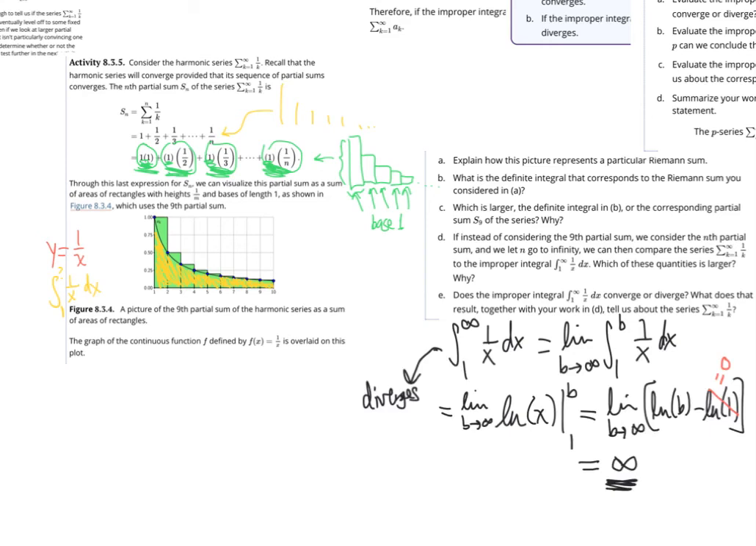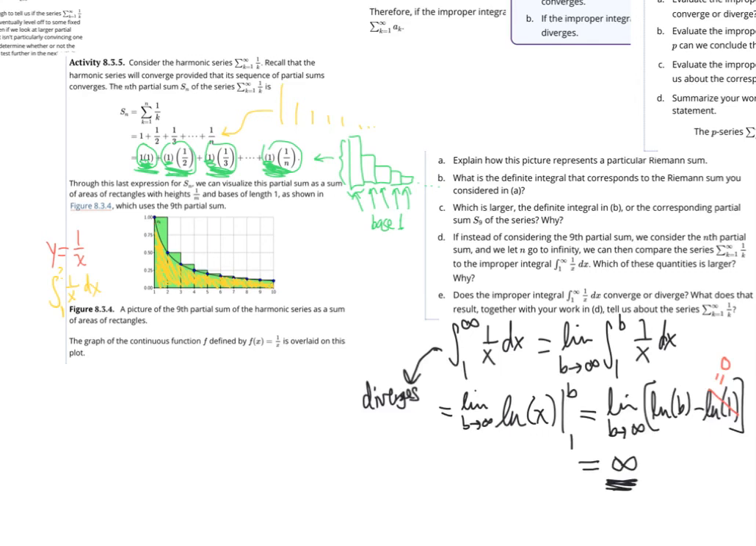How does this help us determine what the series does? Well, notice this pattern of the rectangle sticking out above the area under the curve is going to be consistent throughout. So if this yellow area extending forever is going to equal infinity in the limit, then that means the series is also going to have that same property, because the series is more than that. It's sticking out above it.